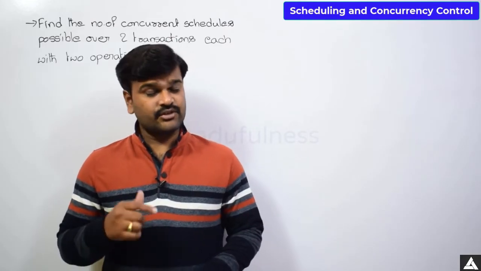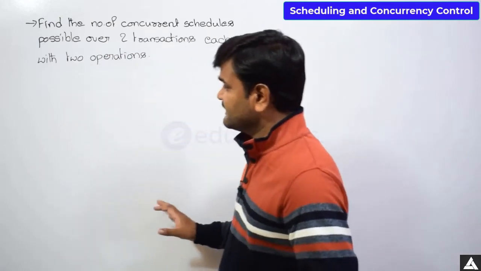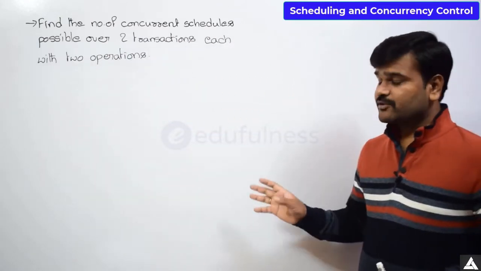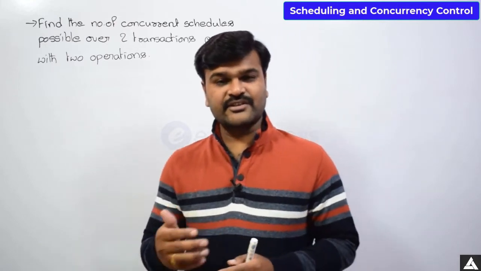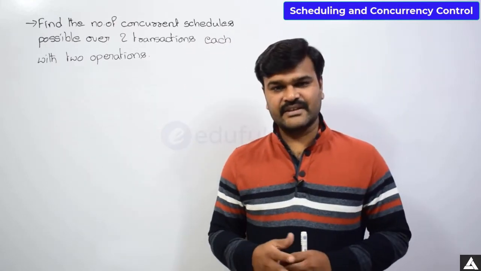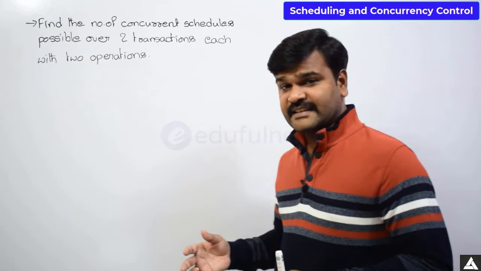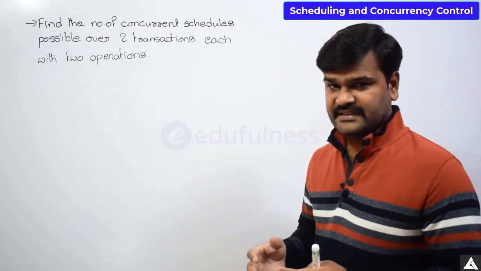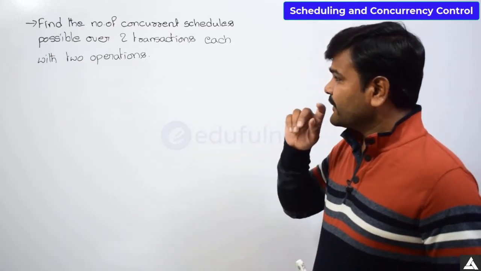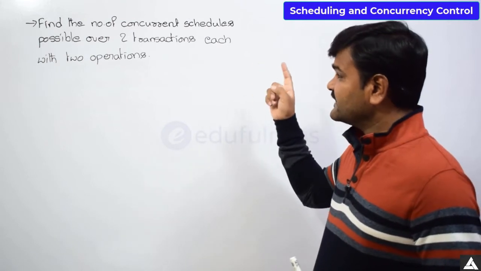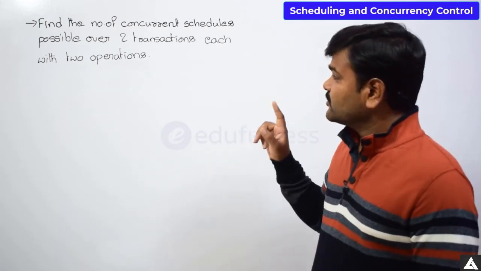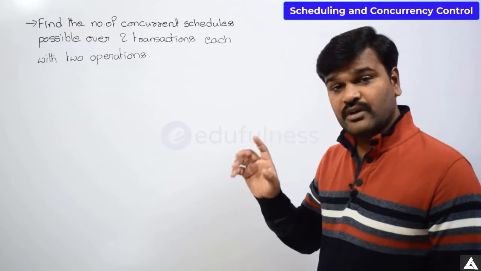Now let us see this simple question. This is to make you familiar with what we are going to discuss next. We just saw the definition of concurrent schedules. Here we are asked to find the number of concurrent schedules possible with two transactions, each with two operations. So what does it mean?